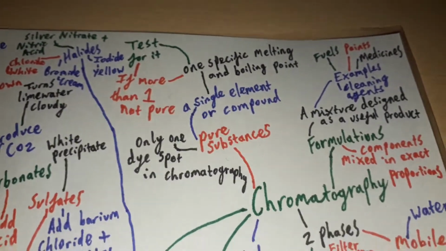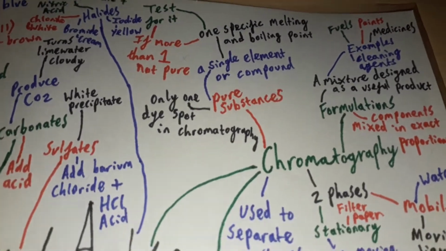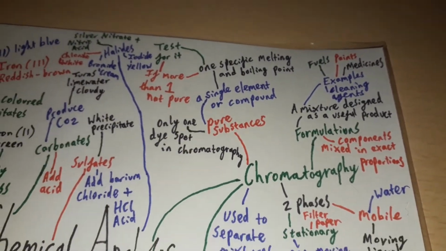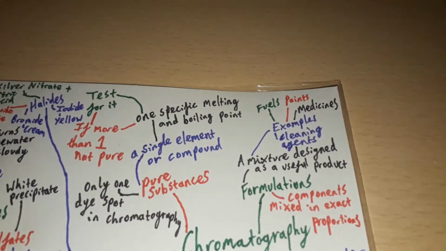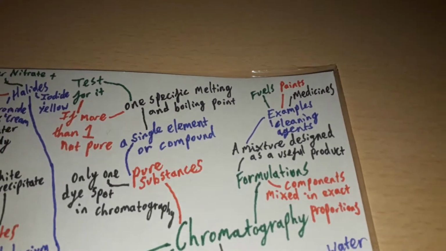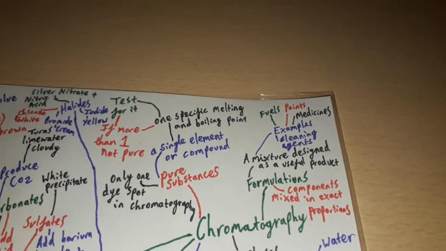Pure substances are made up of a single element or compound. Remember, a compound is multiple elements that are chemically combined. The thing about pure substances is they have one specific melting and boiling point. So if we want to test for a pure substance, we can figure out its melting and boiling point and see whether it has multiple of either.